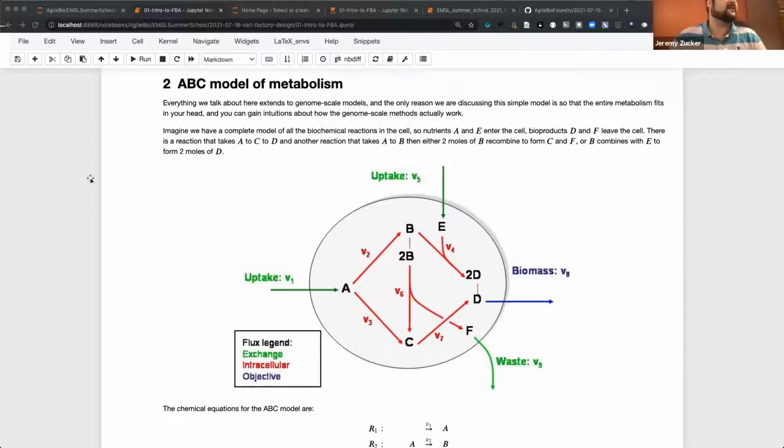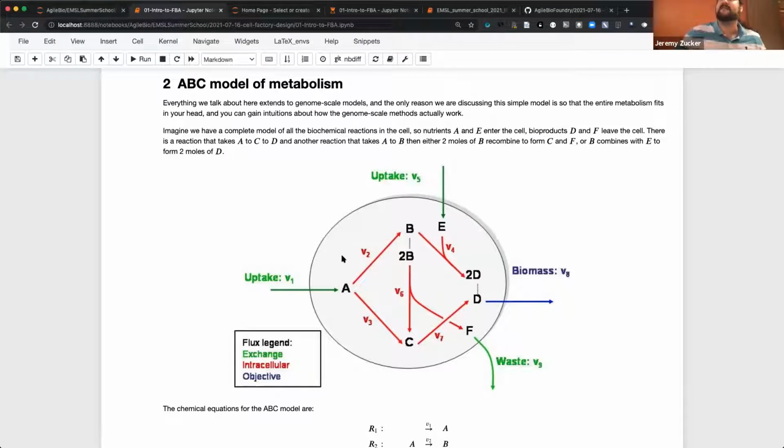It seems loaded. Great. Okay. So everything we're going to talk about here today extends to genome scale models. And the only reason that we're discussing this simple model is so that the entire metabolism fits in your head and you can gain intuitions about how genome scale methods actually work. So imagine we have a complete model of all the biochemical reactions in the cell.